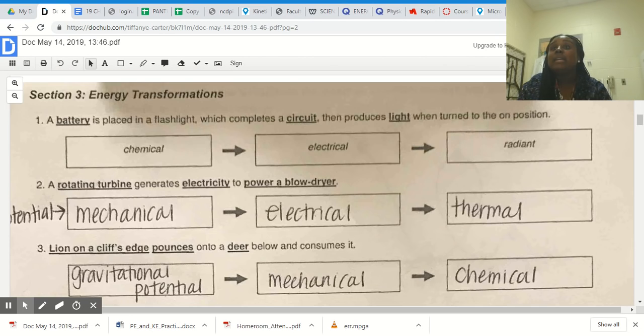So now we're moving on to energy transformations. So what we're trying to do is figure out, so we're going to read the scenario. And as we read the scenario, like we did in class, we're going to try and figure out what was the initial source of energy and how is it transferred over time.